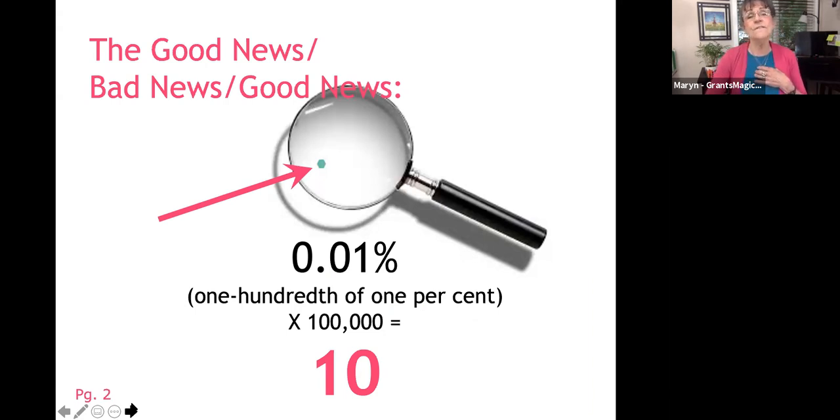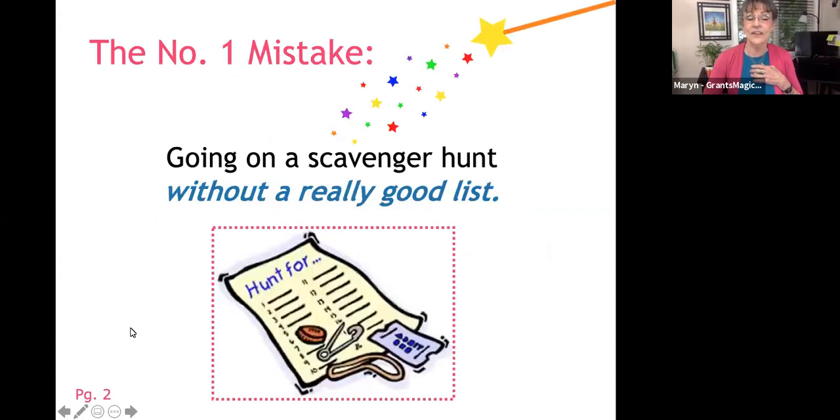My friends, if you can find 10 true, genuine sweet spot funders through your very focused, very diligent and strategic grants research, you are doing phenomenally well. 10 sweet spot funders are 100 times better than 100 funders that might or maybe not, okay? So we're going to be focusing on those 10 and how do we find them. So that is the very good news. And again, that's why the number one mistake is not having a really good list, because how are you going to find 10 out of 100,000 if you don't know exactly what you're looking for?